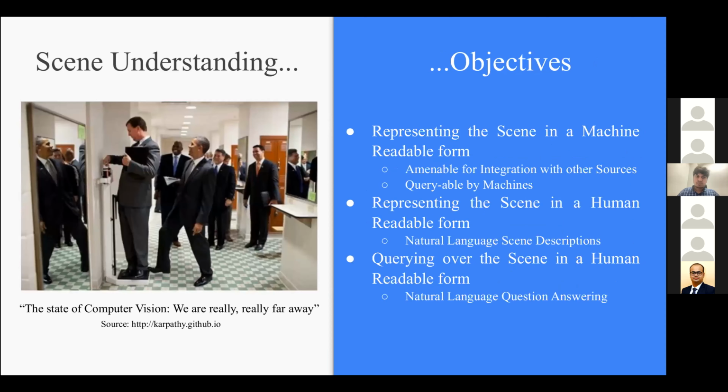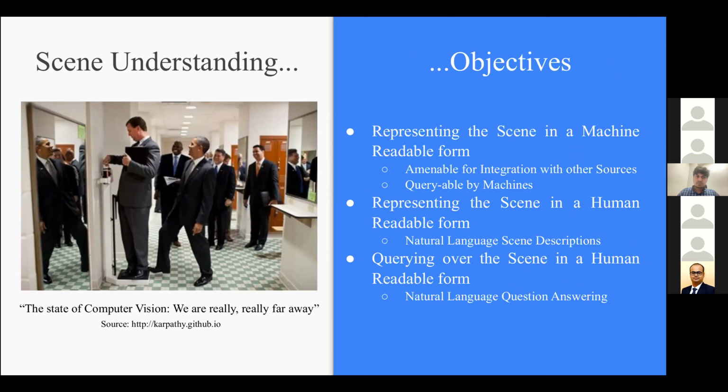Coming back to the very topic of scene understanding, let's formalize the objectives that we wish to achieve by automating this process of scene understanding. To put it in a formal manner, one of the primary objectives would be to represent the scene in a machine readable form. The machine readable form should be amenable for integration with other sources, and most importantly, it should be queryable by machines.